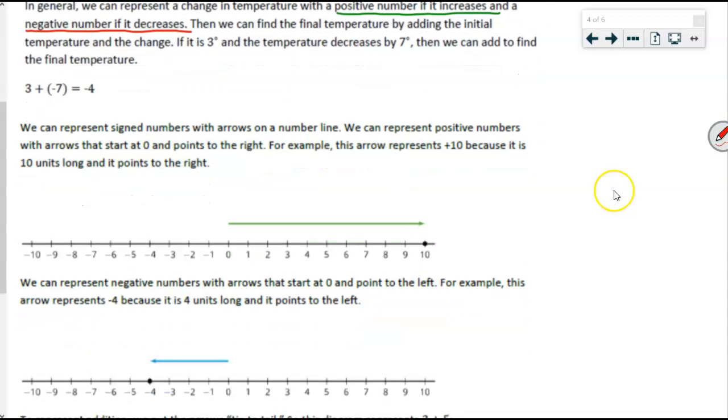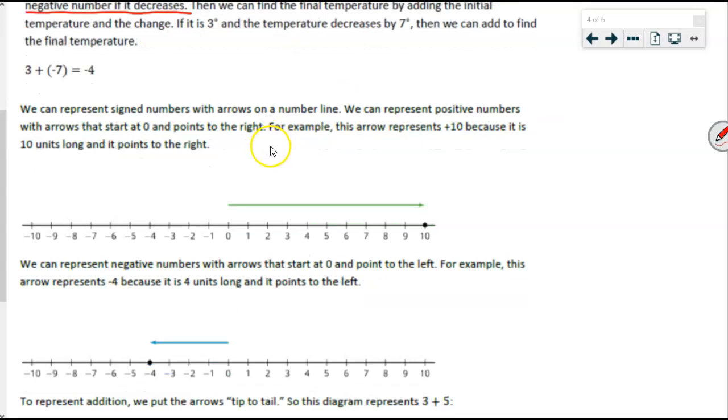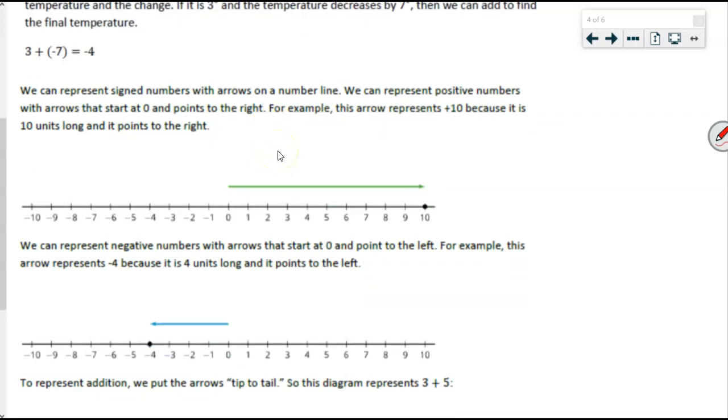We can also see all of this represented on the number line, and this is a great way to think through some of these problems as they get into bigger and bigger numbers. So signed numbers with arrows on a number line, we can represent positive numbers with arrows that start at 0 and go towards the right. Just like we see here, this is 0 going to the right. That's how we would represent positive 10. And we can represent negative numbers with arrows that start at 0 and go to the left.